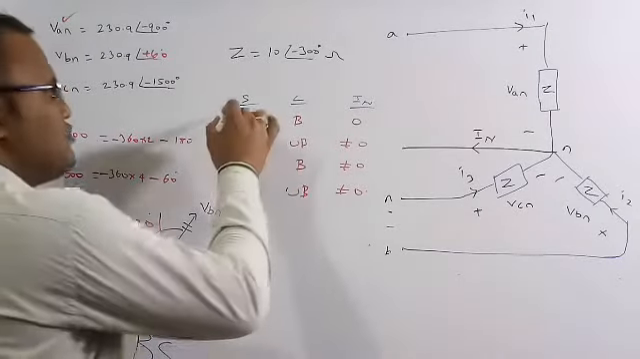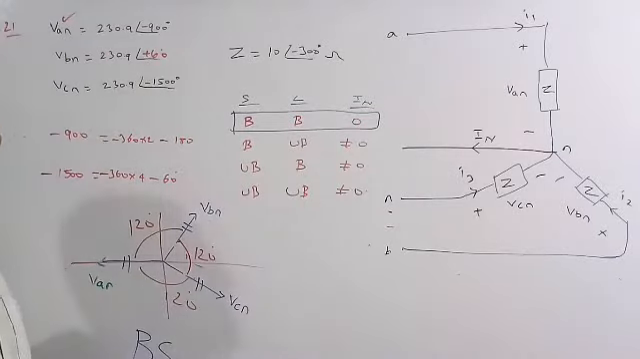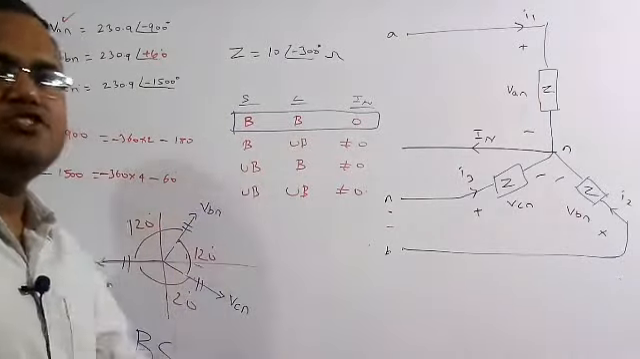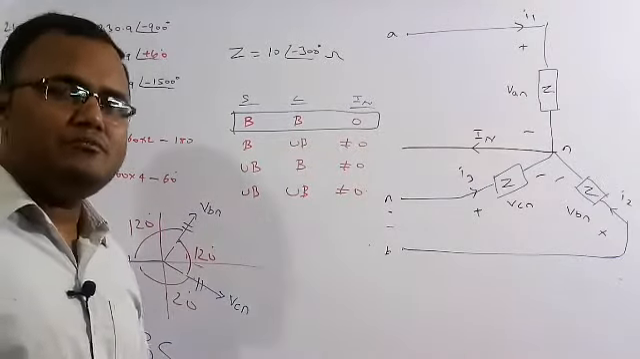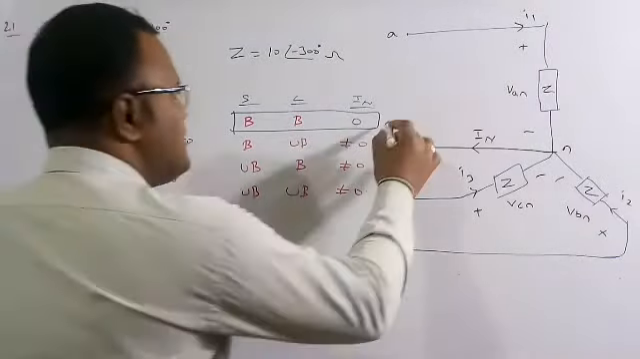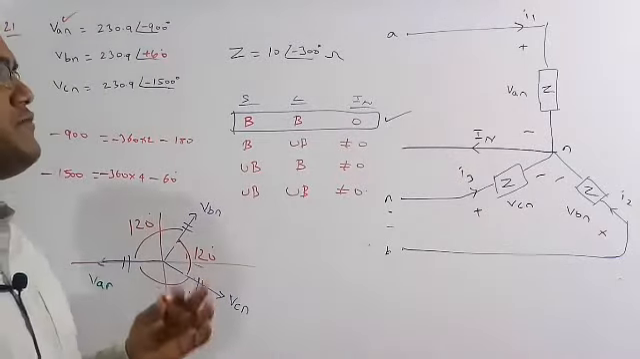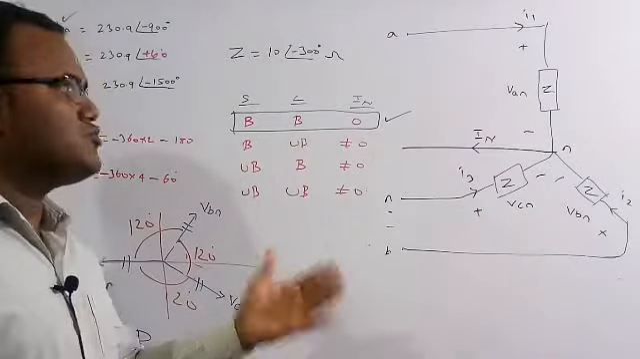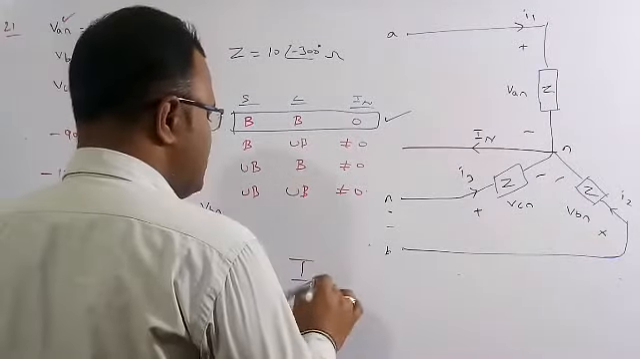But in our question, the supply is a balanced supply and also the load is a balanced load. So by default, always the neutral current will be 0. By knowing this property, we can solve this question in a fraction of a second, so that we can save our time to solve the remaining questions. So finally, the neutral current is nothing but 0 ampere.